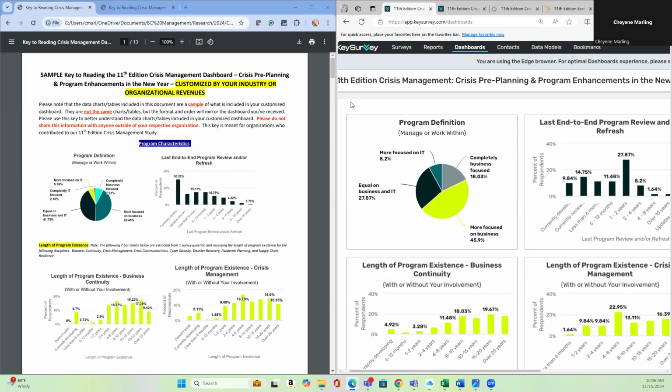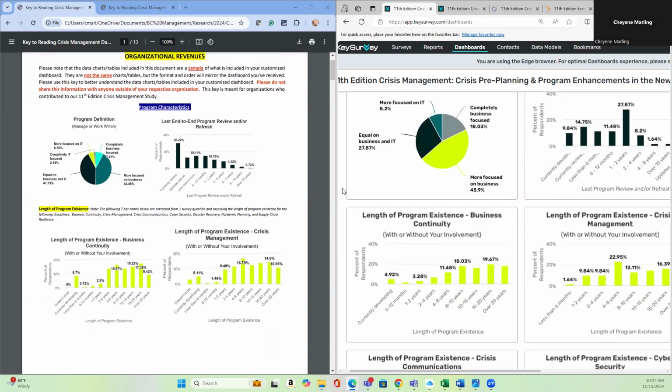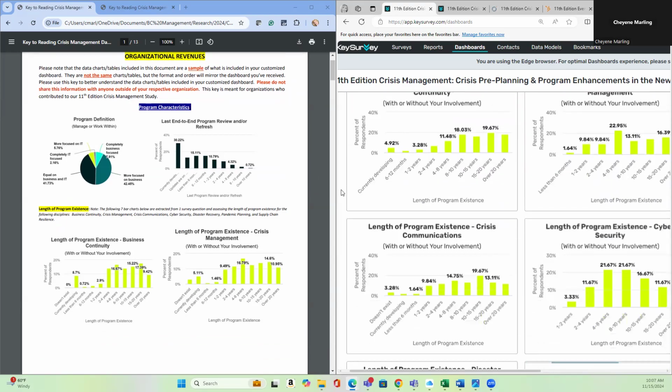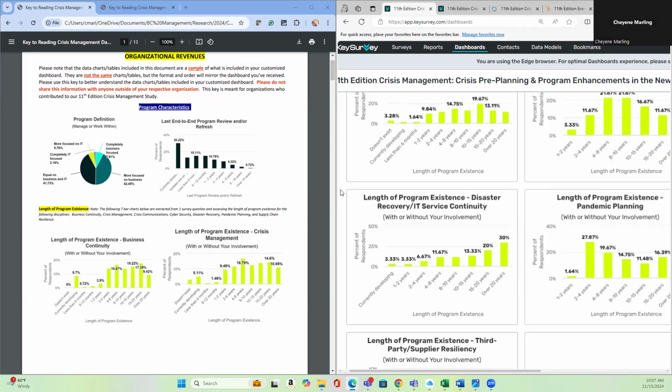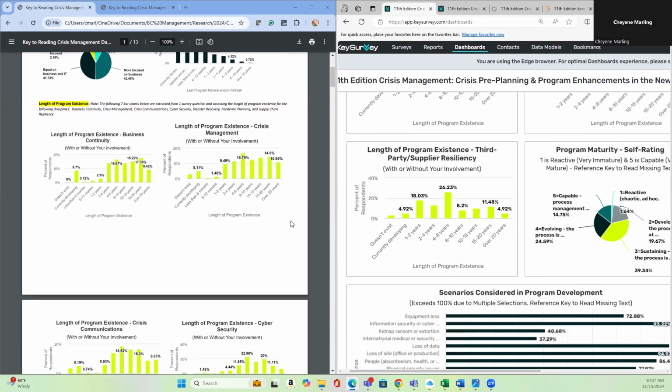So, a couple reasons why we provided a key to the dashboard is because we could not do a couple things within the dashboard. It does have some limitations. One limitation is we cannot embed text. So, here on the left side, you see program characteristics, meaning that the data charts that follow are grouped under and highlight the characteristics of the program. So, we cannot embed that text here. So, this tells you that the following data charts focus on the characteristics, length of program, and as we go down a couple other things, we've broken out the different disciplines.